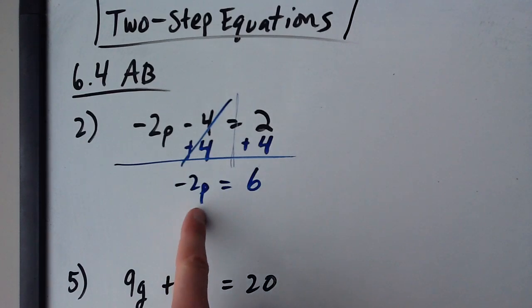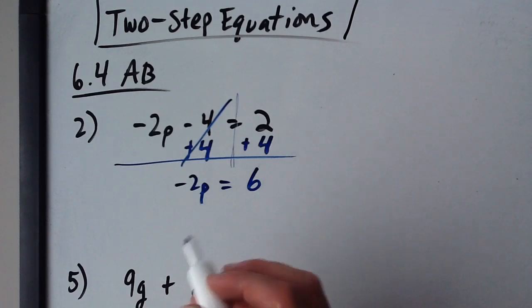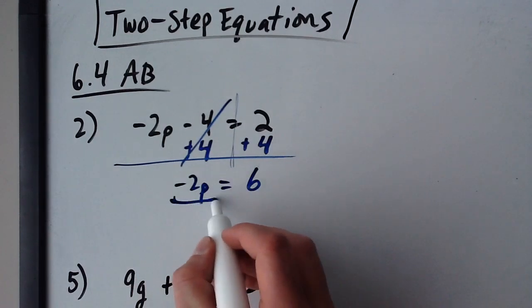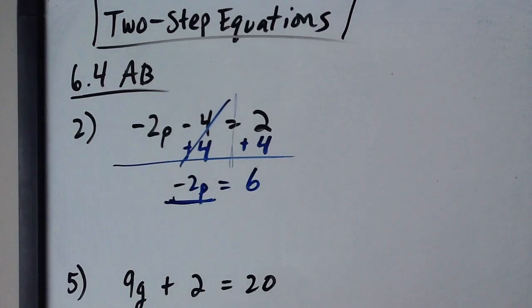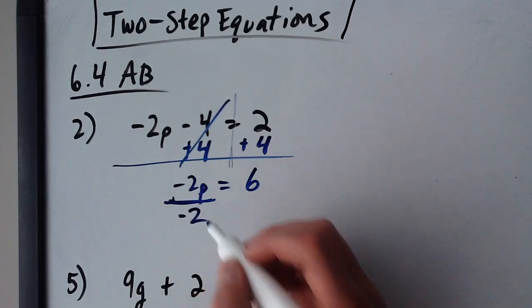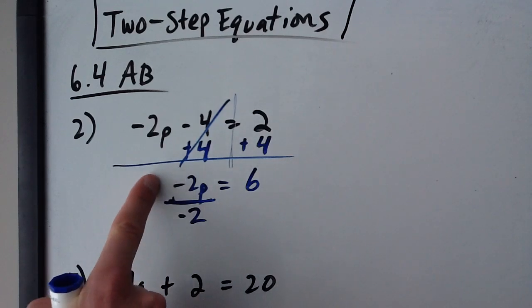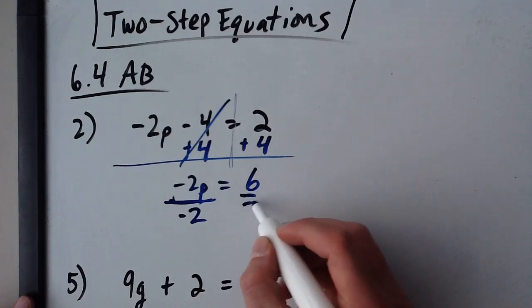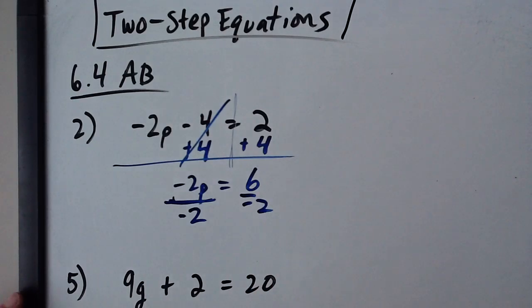So to get p by itself, you do the inverse operation of what's happening right here. Now negative 2p means negative 2 times p. So to get p by itself, you have to do the inverse of multiplication, which is division, and you divide by the coefficient. You divide by the number being multiplied by the variable, which in this case is negative 2. This is negative 2, not 2, negative 2. Divide both sides by negative 2, right? Because whatever you do to one side, you do the same exact thing to the other side.